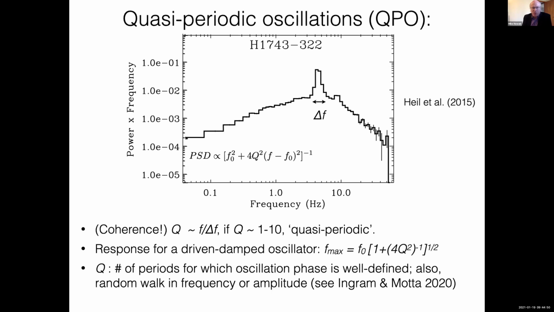We define what's called, and apologies here, coherence, the Q factor. Again, we're going to use coherence in like 3 different ways in this talk. The Q factor is the frequency of the feature you see divided by its full width half maximum. And for quasi-periodic oscillations, if that width is on the order of 1 to 10% of the frequency, we call that quasi-periodic.